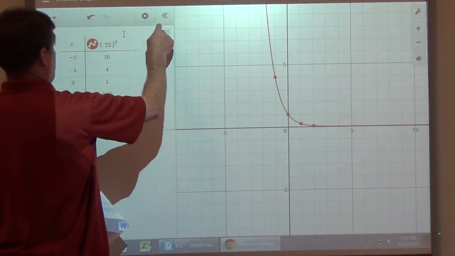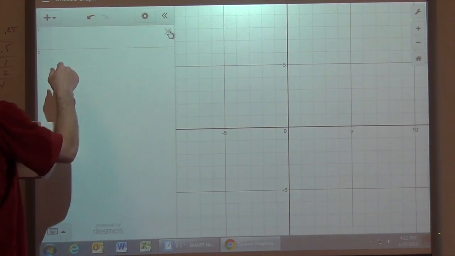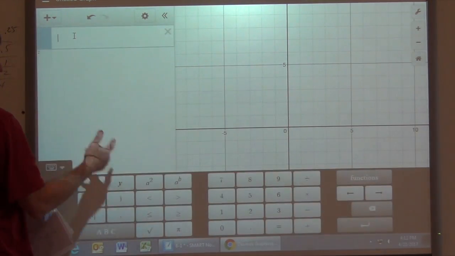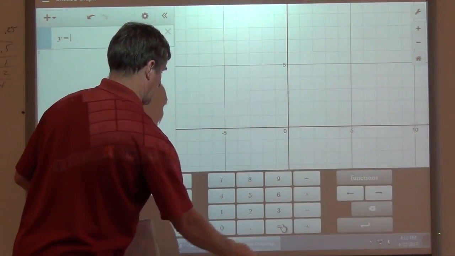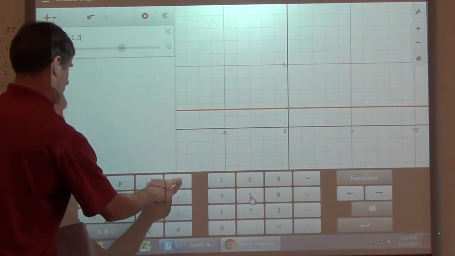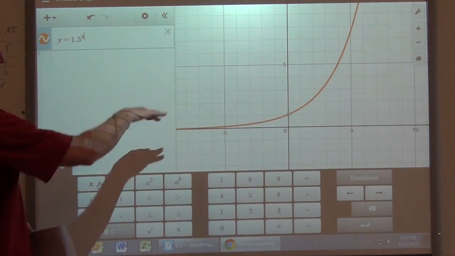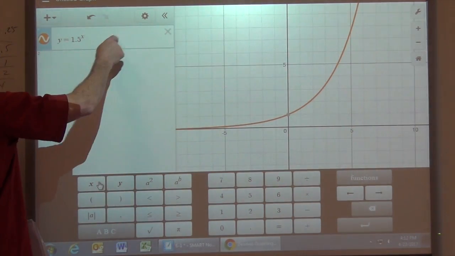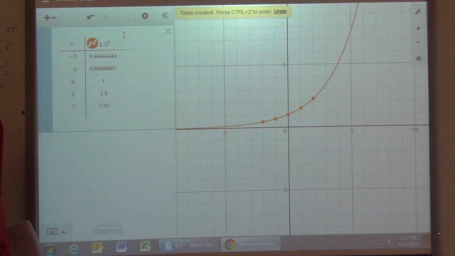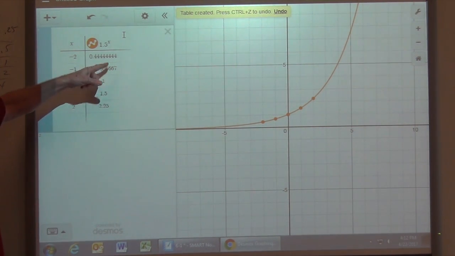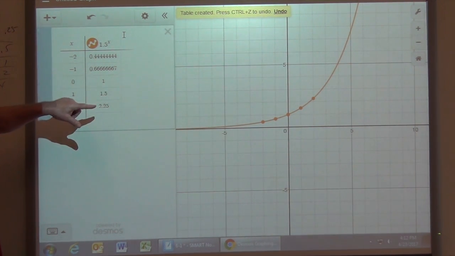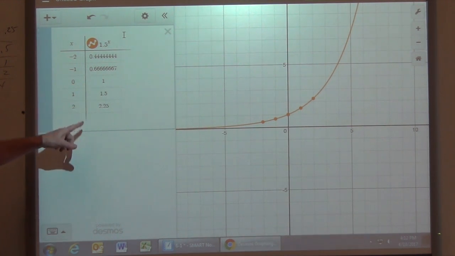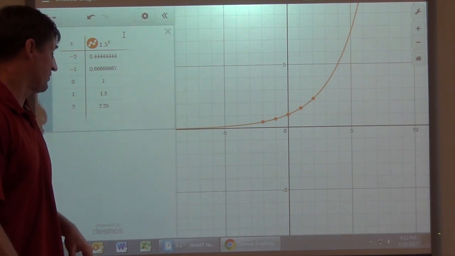And then the last one was y, or again f of x, so y equals 1.5 to the x. Again, we've got our graph. It reaffirms that it's growth. And so now we go to table and you get your values. So -2 is 0.44. -1 is 0.67, 0 is 1, 1 is 1.5, and 2 is 2.25.